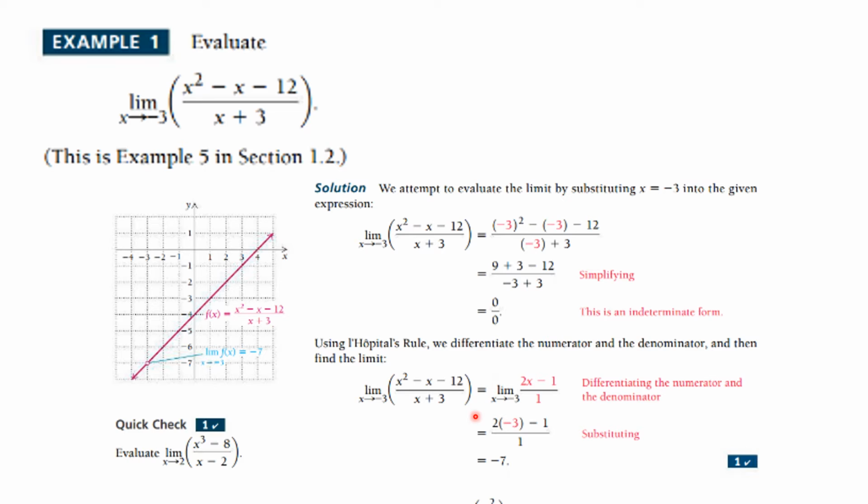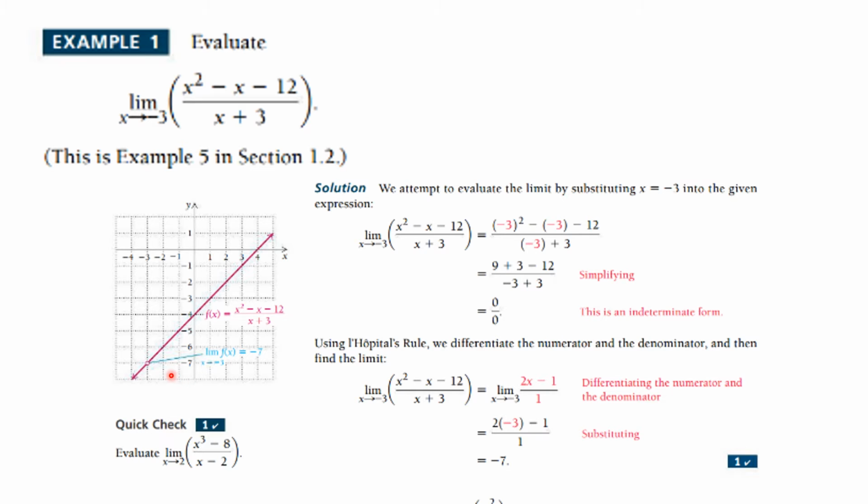If I were giving a lecture in class, I would put LHR under here to indicate that this equality is because of L'Hopital's rule. But now we can plug in minus 3 and get minus 7. So that's the answer using L'Hopital's rule.